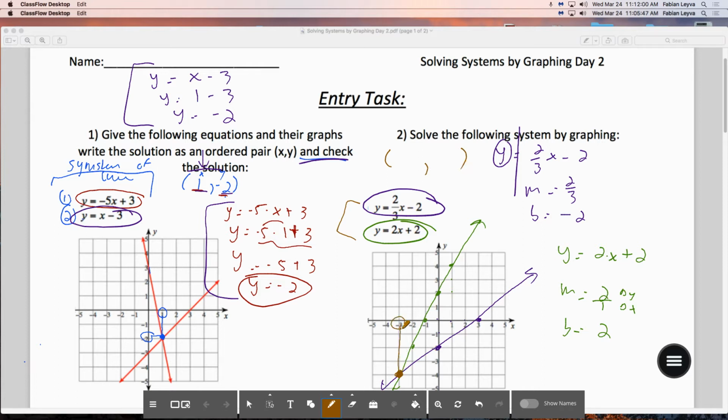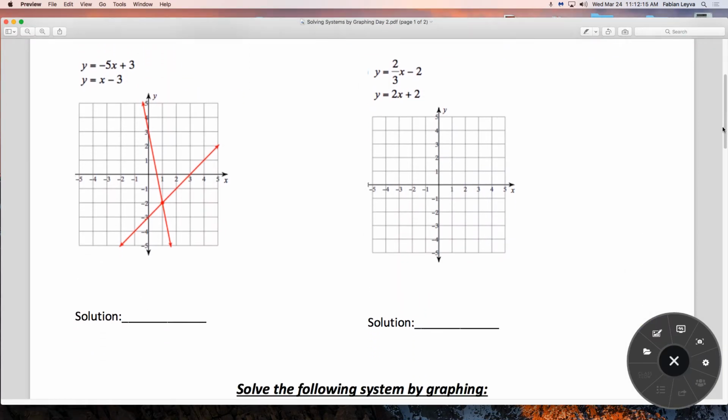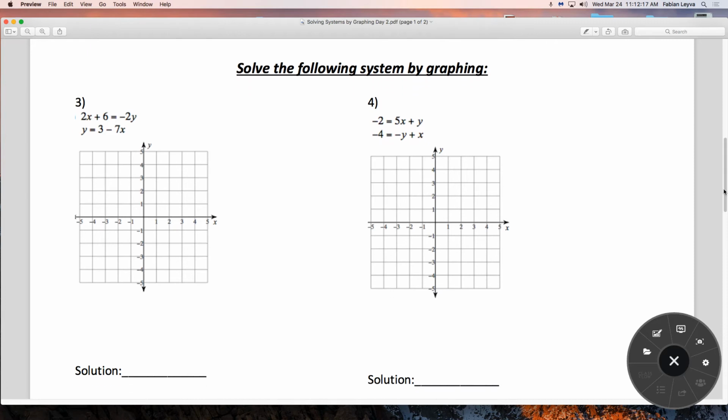So what is this x value? It is a -3. What is the y value? Well, the y value is a -4. So if you were to plug in -3 into both those equations, it would give you a -4 out. So again, that is what you're expected to know from the first lesson. If you don't, well, you're going to get some extra practice.